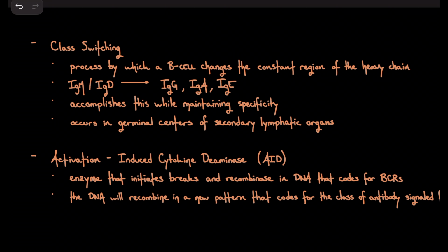So we accomplish this while maintaining the specificity. Like I said, the antigen binding site is left alone. And it occurs in the germinal centers of those secondary lymphatic organs. So in the Thunderdome, this is also happening. During the dark and light, we're also augmenting that antibody to change it into one of the different classes. So we have a diverse and comprehensive antibody pool.